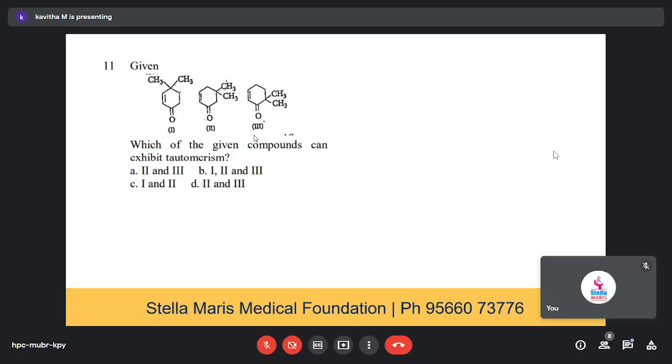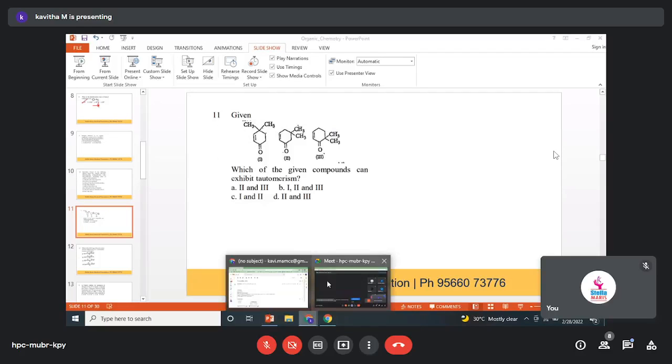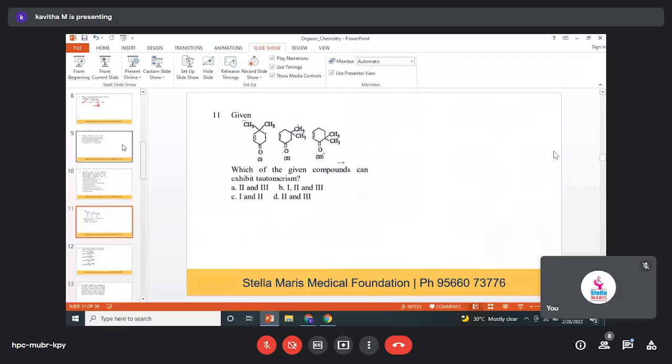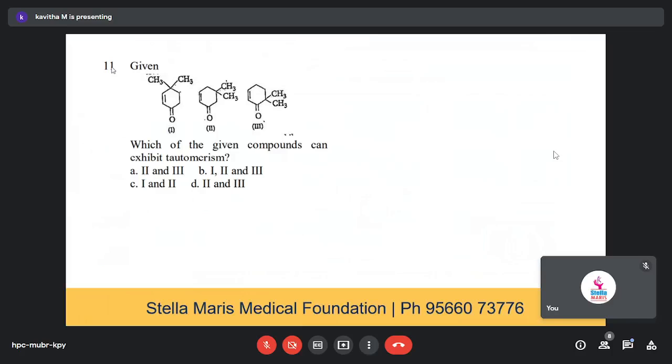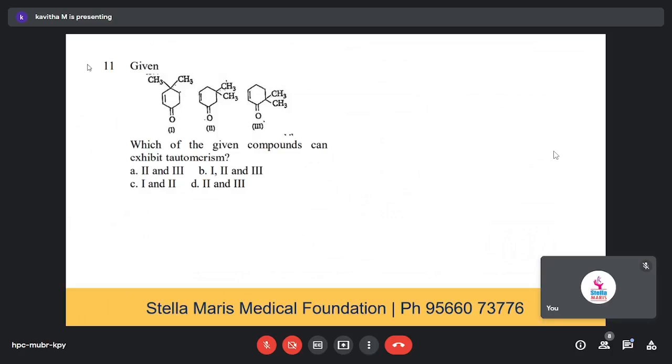And here, when you see the structures 1, 2, 3, in the case of, that is, you should have a beta hydrogen to the double bond. Sorry, alpha hydrogen to the double bond you should have.